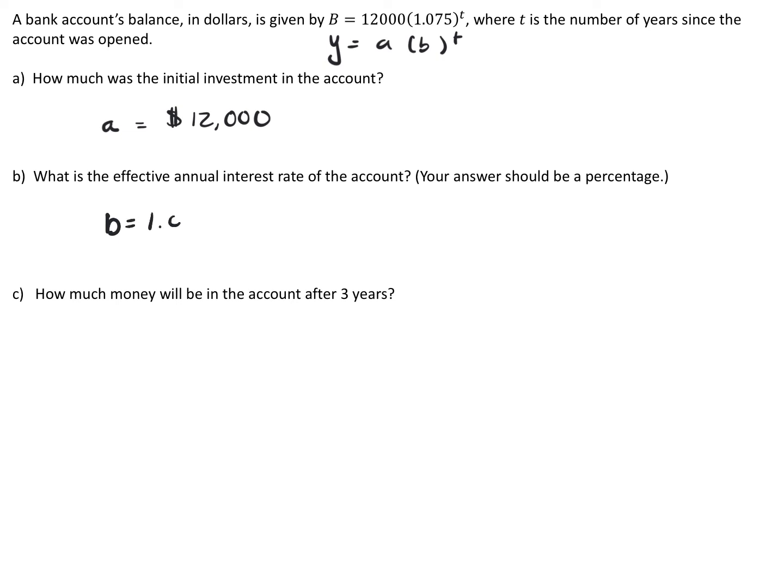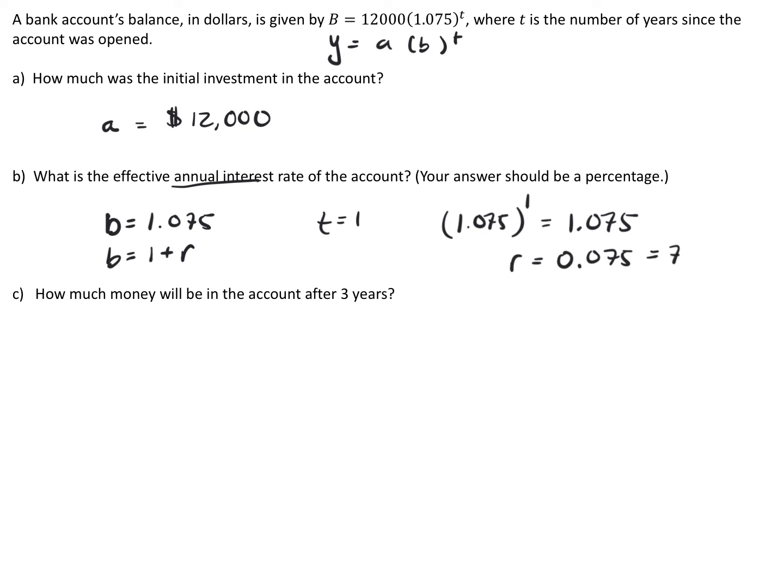So B is equal to 1.075, okay? But we know that because we have growth, B is equal to 1 plus R. And we want to know the effective annual rate, so that's when T is 1. When T is 1, we can see in that portion 1.075 of the equation, if I raise it to the 1 power, it's 1.075, which working backwards gives us a rate of 0.075 or 7.5% annually. So that's your effective annual rate, 7.5%.